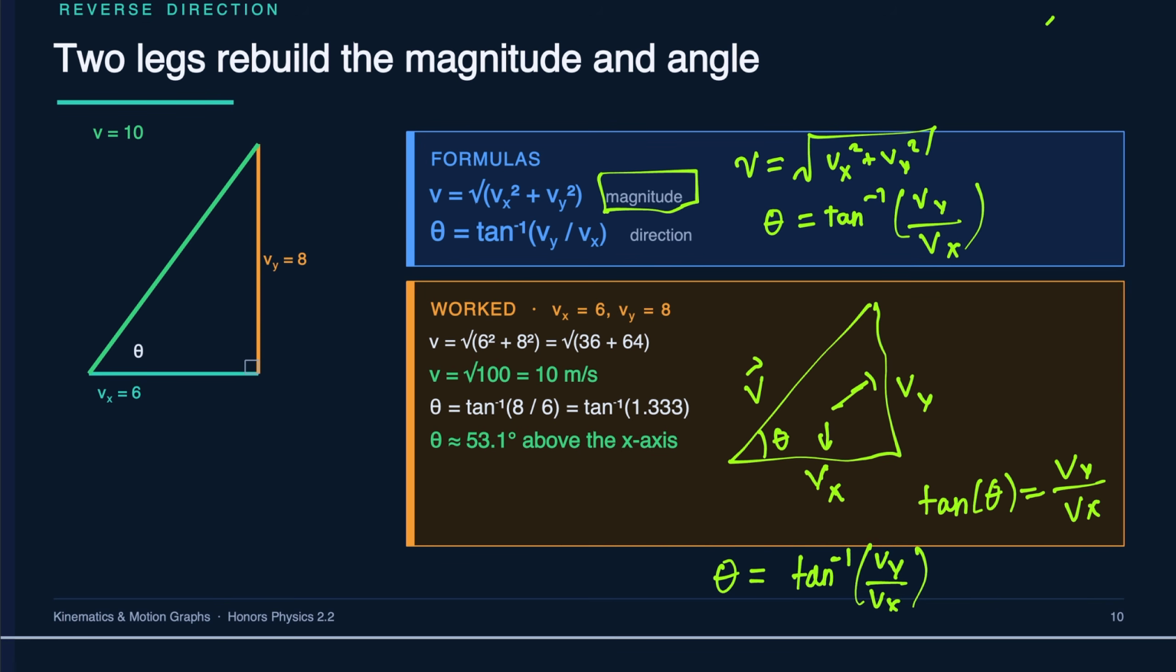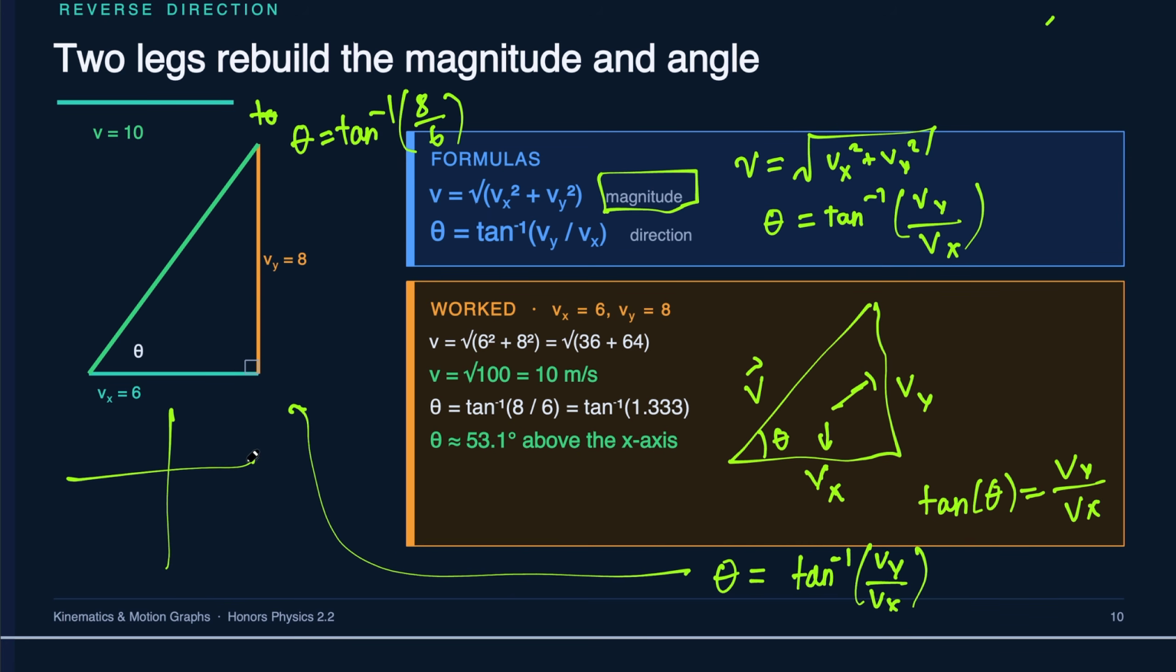That's how you find theta. Now, you have to be a bit careful here, okay? Because if you look at this example, if you want to find theta, we can use the formula I just showed you. Theta is equal to arctangent Vy over Vx, 8 over 6. But if you had a graph that looks like this, negative 6, negative 8, but this would still be 10, right?